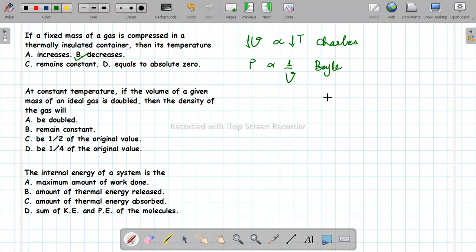mass remain constant. At constant temperature, if the volume of given mass of an ideal gas is doubled, then the density. They are doubling the volume. Let's see how volume and density are related. We describe density as mass per unit volume, and it is obvious from this equation that density and volume are inversely related, right? So if volume is doubling, then density must become half. This makes us conclude that option C is the correct option.